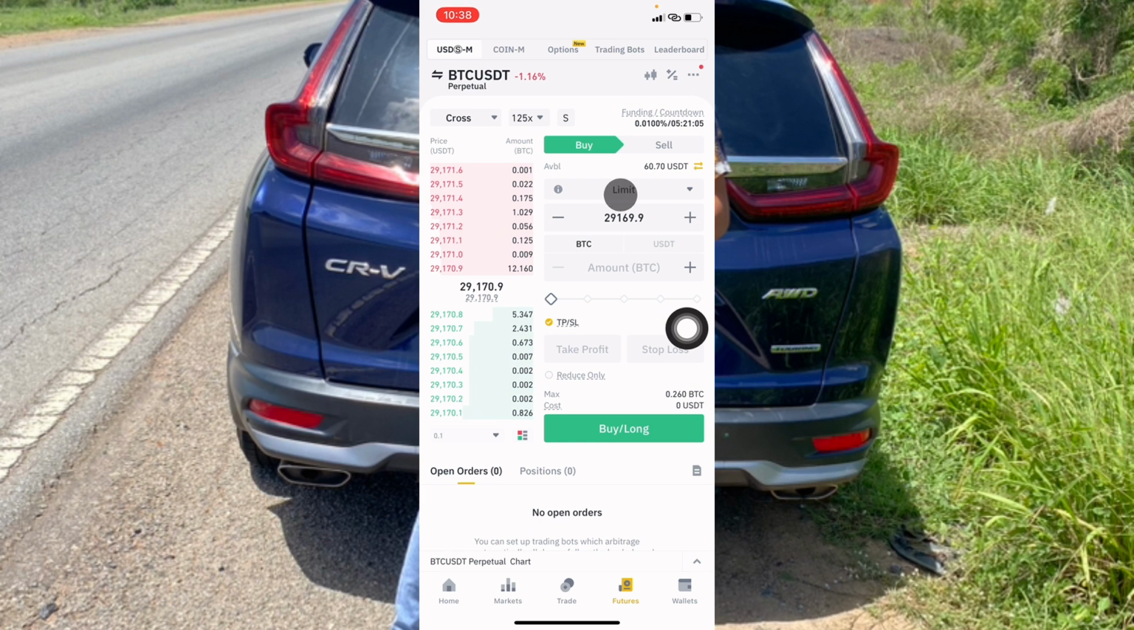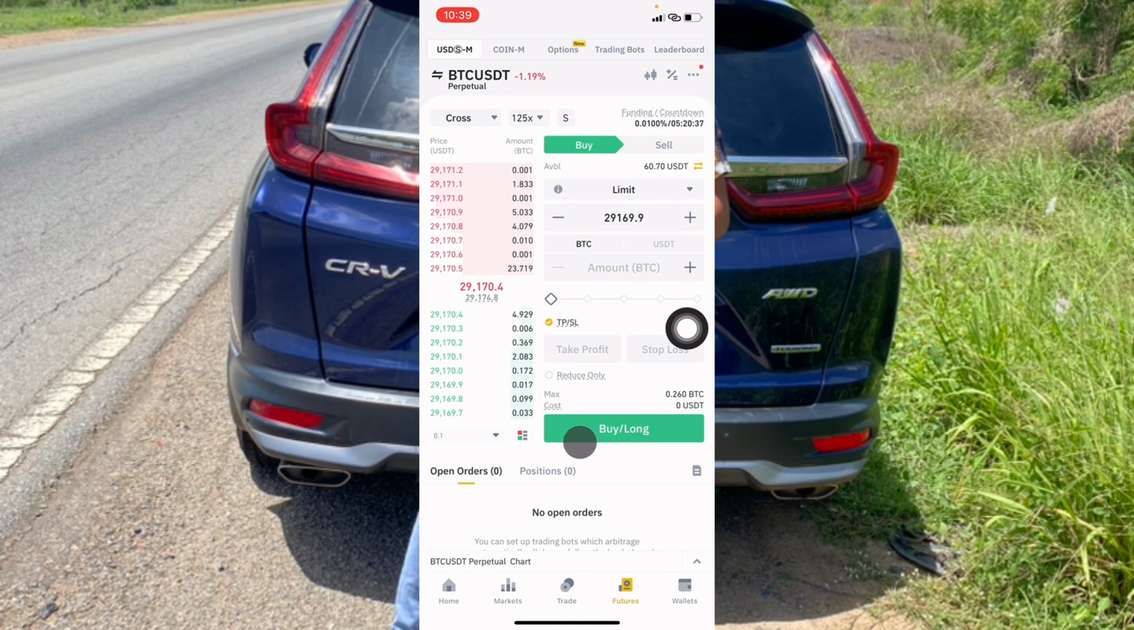So we have limit orders and market orders, and I told you that with a limit order you are trying to enter the market at a specific price, but a market order is an order to buy or sell at the best currently available price. It means instant execution. So right now we have the Bitcoin price at $29,172. That's the current price of Bitcoin.